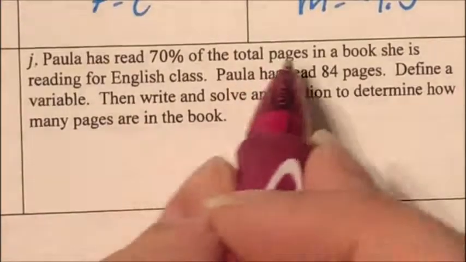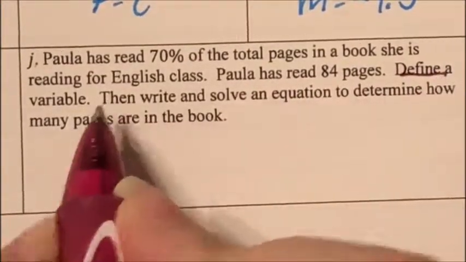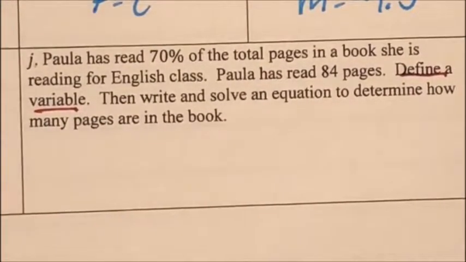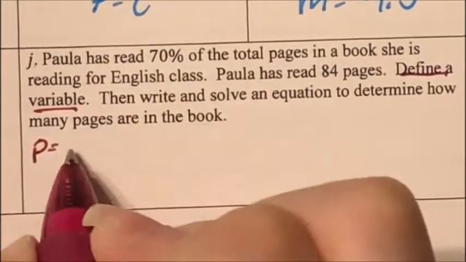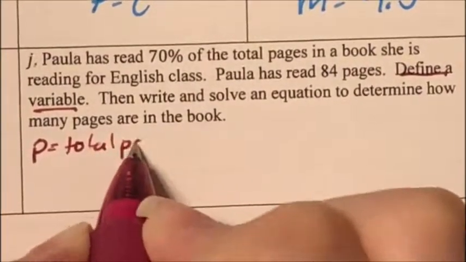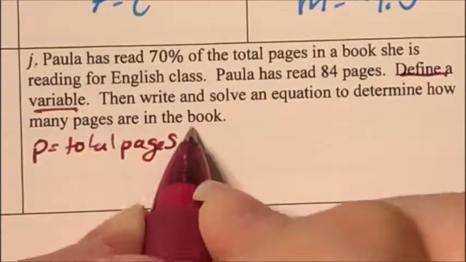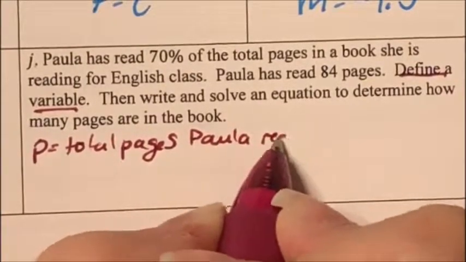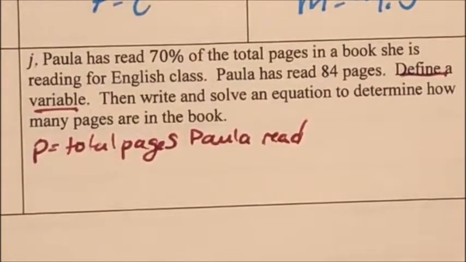Okay, so I first want to define a variable. I'm going to use P for pages. So P is the total pages Paula read. Okay, you don't have to use P. You can use any variable you want. Make sure you tell me what the variable stands for. Okay, so that's defining a variable. Then I'm going to write and solve an equation to determine how many pages are in the book.